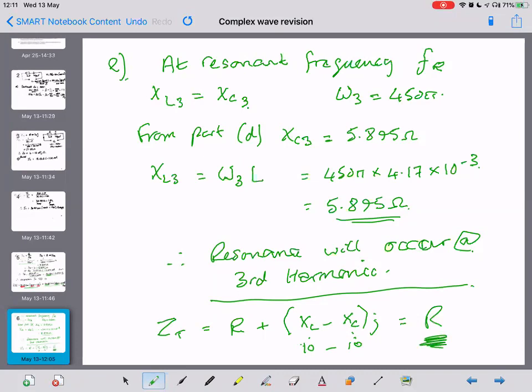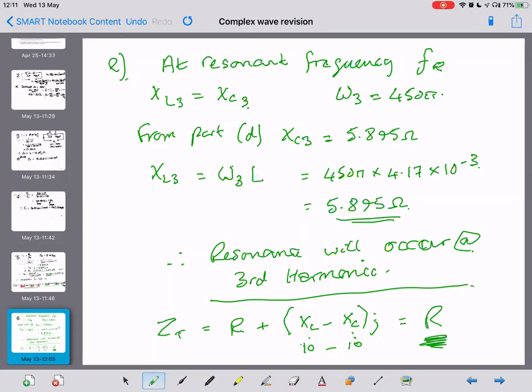That's bad, isn't it? Because that means you get massive current. Yes, because the impedance at series resonance is as low as it can be at any frequency. So you're going to get a much higher current flow because your inductor and capacitor aren't contributing anything to the impedance. Which is the flavour of the next part of the question.